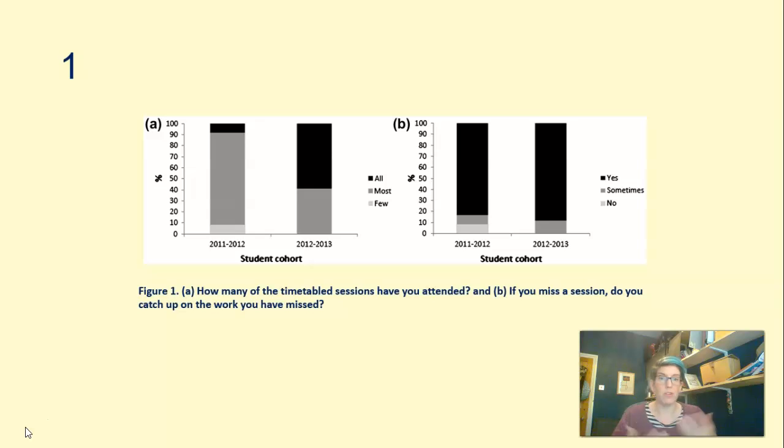And that's where just reporting findings often needs some kind of interpretation. This visualization here is supposed to be talking about the relationship between these two sets of data: how many timetable sessions students have attended, and if they've missed a session, do they catch up on the work? What's slightly confusing here is how you can understand the relationship between the graph on the left and the graph on the right. What's it actually saying to us?